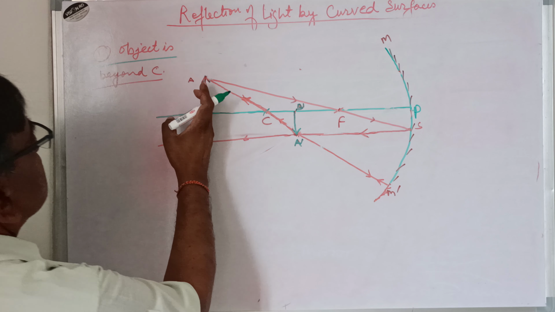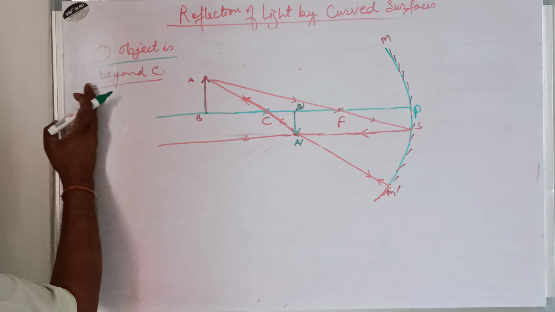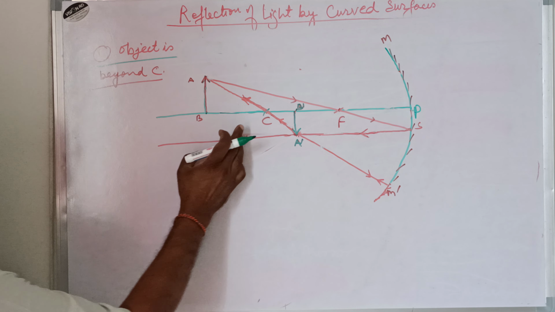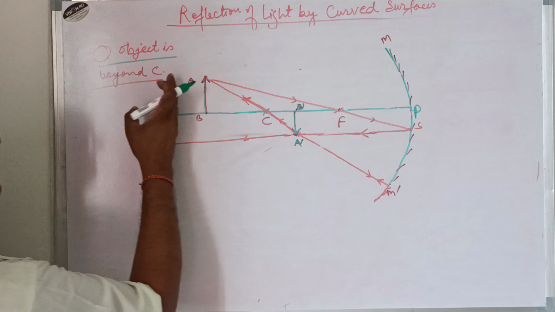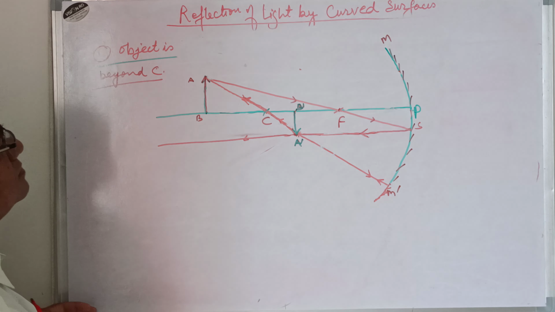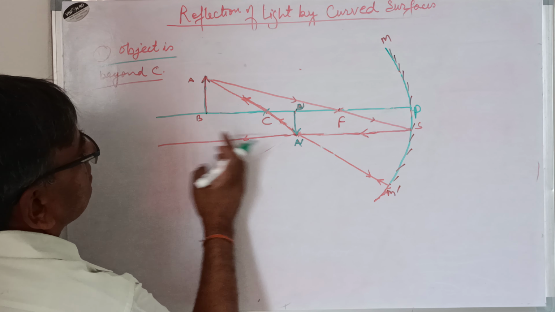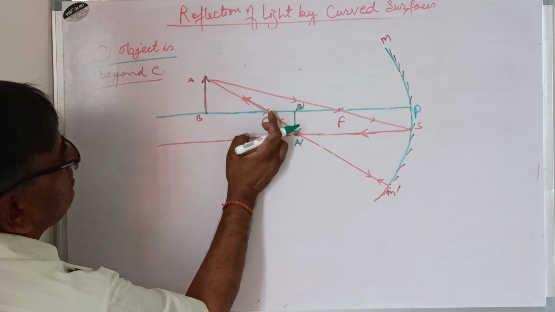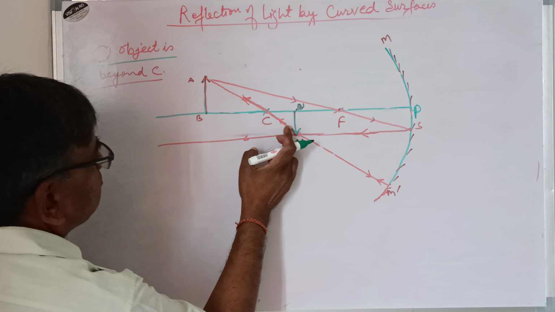What happens if your object shifts in this direction, very far from C? The image will travel this way, and when your object reaches infinity, the image will be at the focus. And if your object is shifting in this direction, then the image will also shift in this direction. When your object reaches C, the image will also reach C.